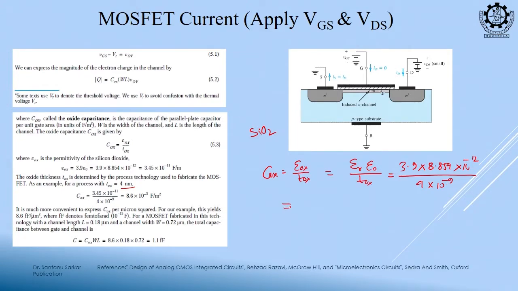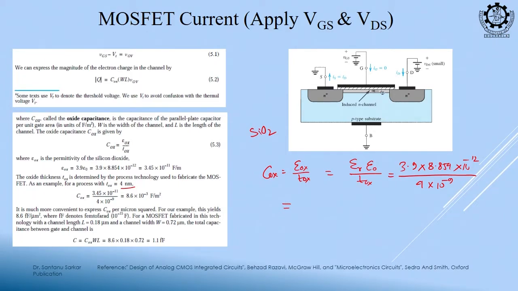So, how much is it coming roughly? Total epsilon OX is coming as 3.45 into 10 to the power minus 11 and COX is coming at roughly 8.6 into 10 to the power minus 3. This unit is in meter square. If you transfer it to micrometer, then something else will come, okay. In femtofarad region it will come.